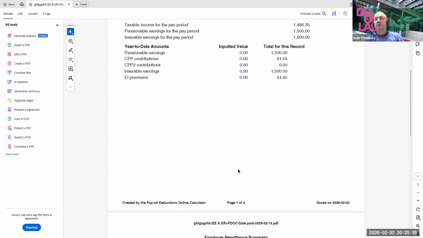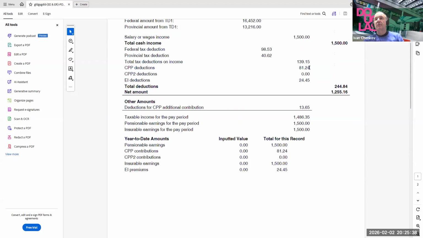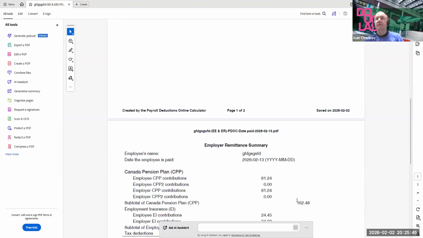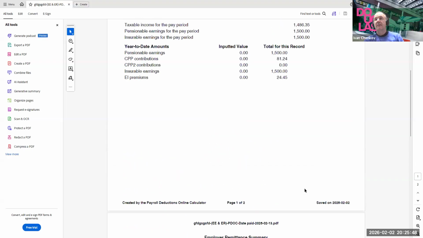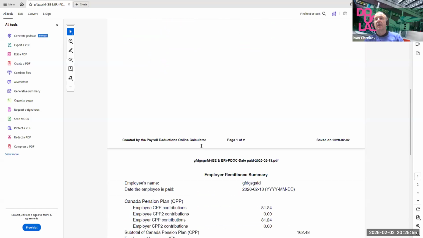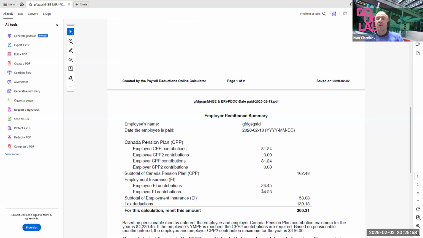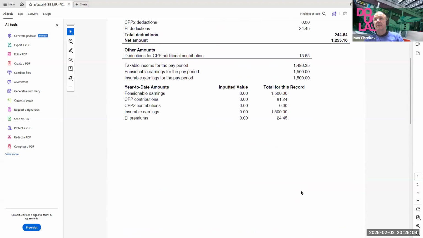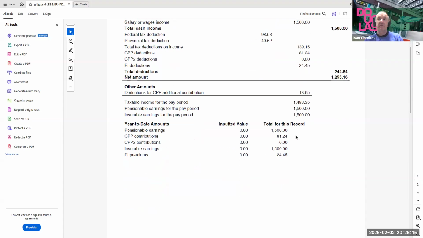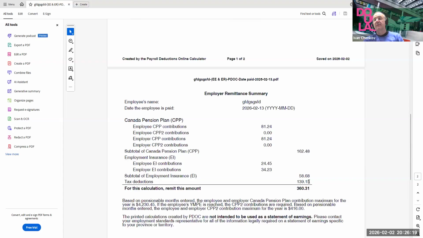Why? Because I deduct from the employee $81.24 as a Canada Pension Plan. Plus I'm adding $81.24 for myself. That's total $162.48. Then I take from the employee $24.45 as employment insurance. Plus I added 1.4, that's $34.23. In total, I have to pay for the employment insurance $58.68. And the last thing that is left is I took from the employee $139.50 from the income tax, which I have to pay to the government. In total, I have to pay the government $360.31.